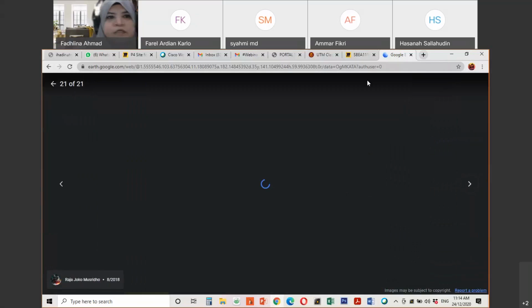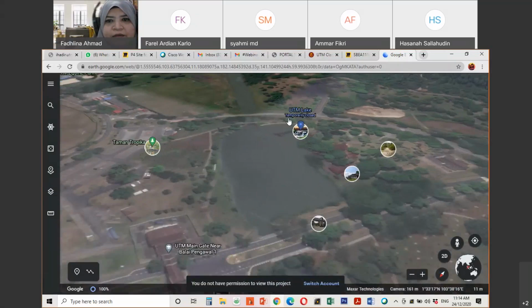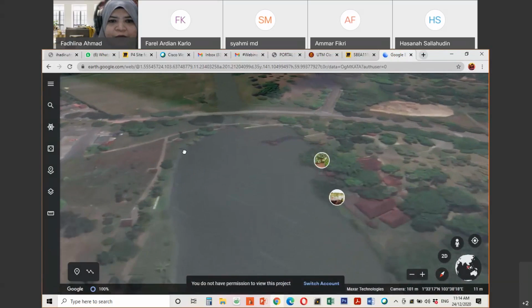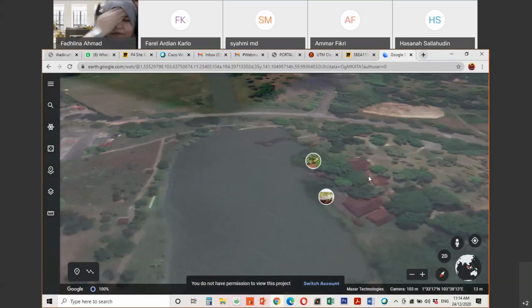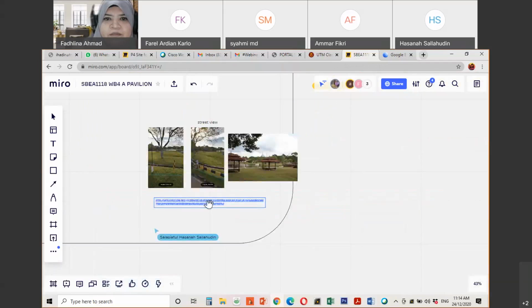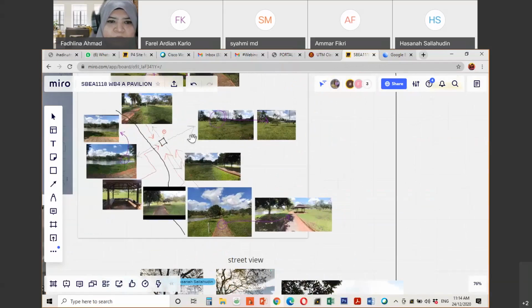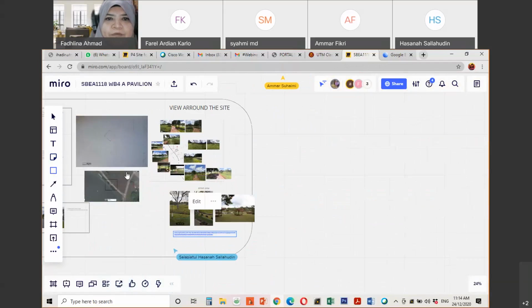Okay, so it is good to provide this kind of link, this Google Earth link, so that I think everybody can view whatever that happened in your site. Okay, so you just go through this one. But for Hasanah and Ammar, you have the greeneries, banyak pokok-pokok and so on kan. But please write it up, okay? You need to know. Yang ni kita tambah the views.